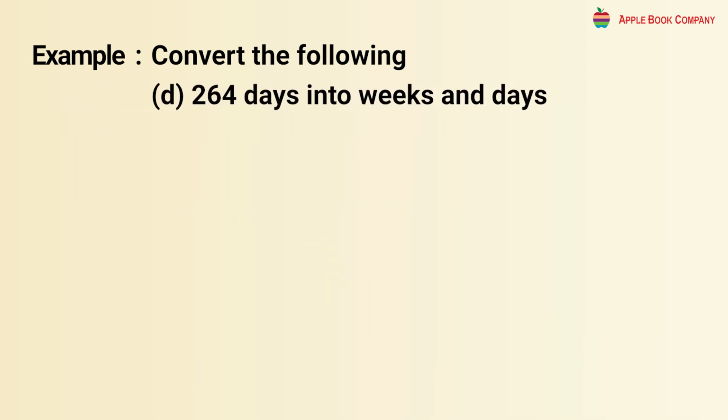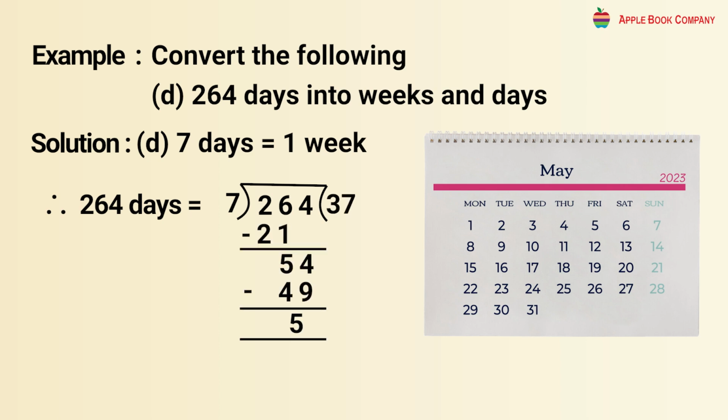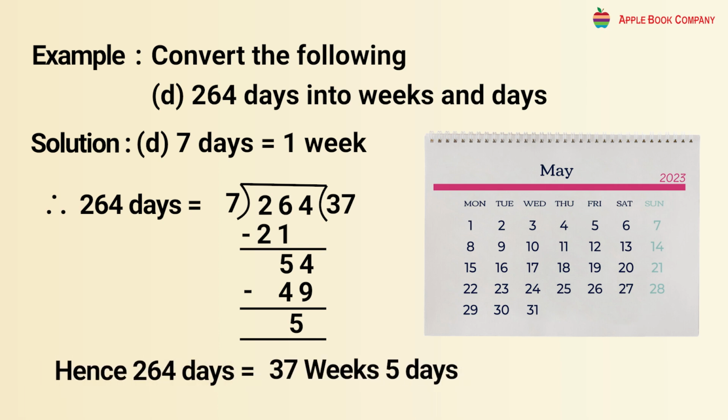D bit: 264 days into weeks and days. We know that 7 days equals 1 week. Therefore, 264 days equals 264 divided by 7 weeks equals 37 weeks 5 days. Hence, 264 days equals 37 weeks 5 days.